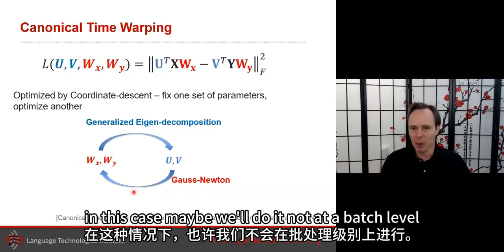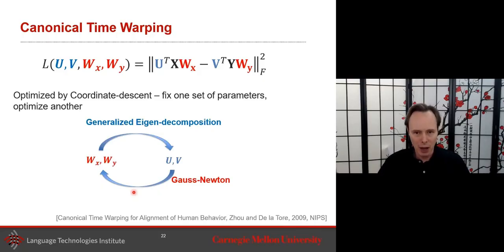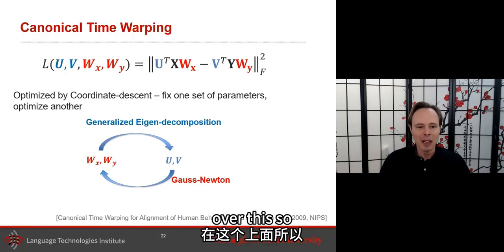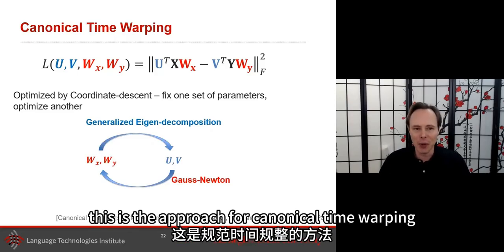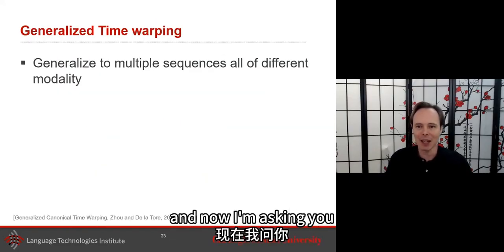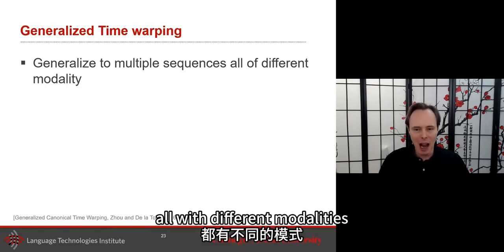In this case, maybe we'll do it not at a batch level, but over all the data, so you can do a kind of Gauss-Newton optimization over this. So this is the approach for canonical time warping. And now I'm asking you, how can I generalize to multiple sequences, all with different modalities?